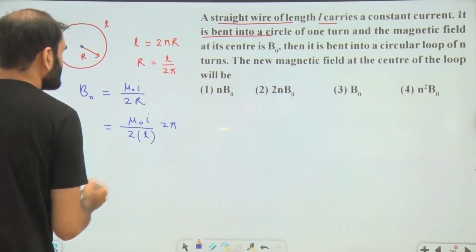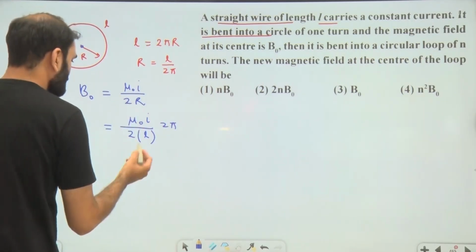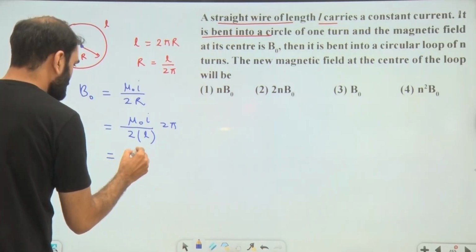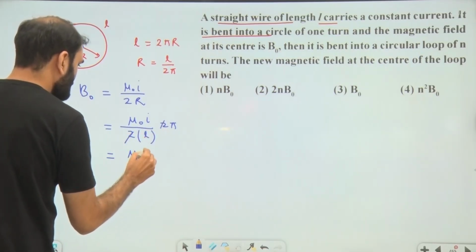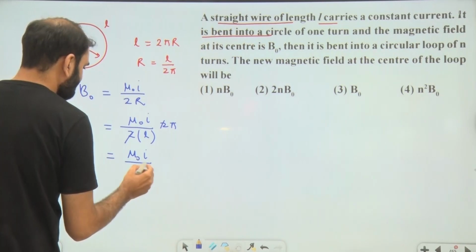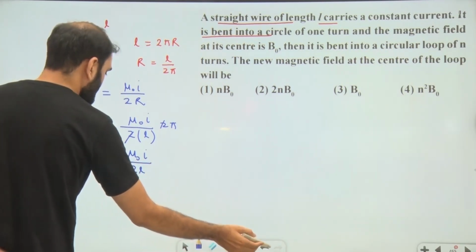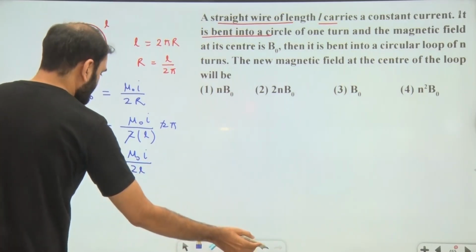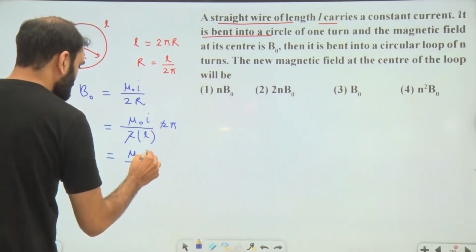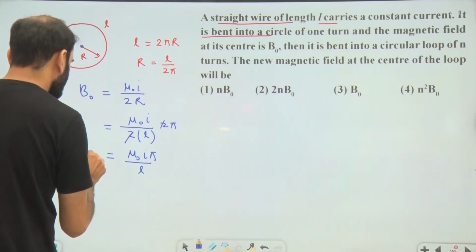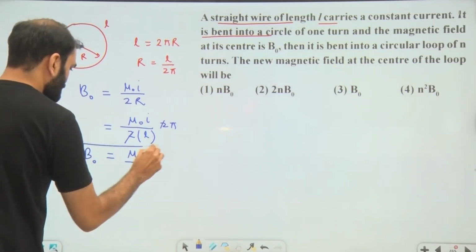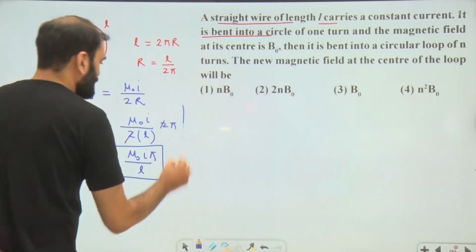Okay, so you can see, the number of turns is equal to 1, so you can write mu naught into I upon 2 into L into 2 pi. You can cancel it out, so pi upon L. So that's the B naught which you have due to only one coil, one loop.